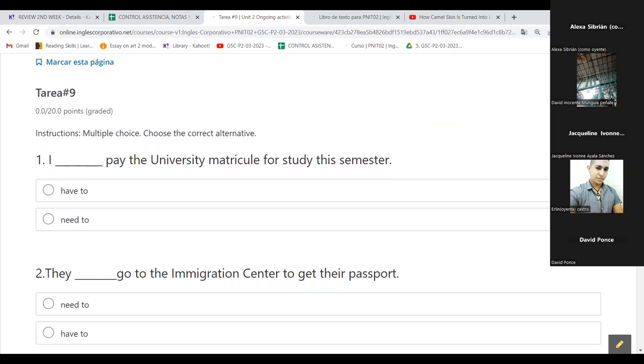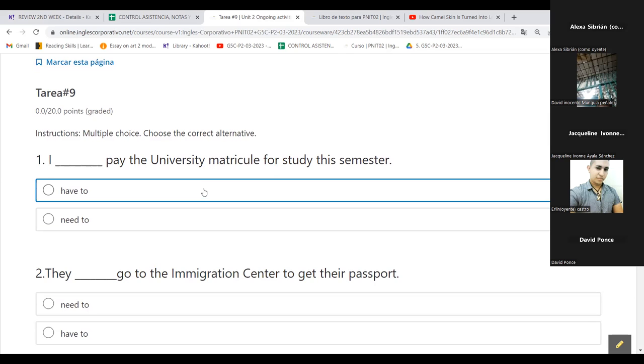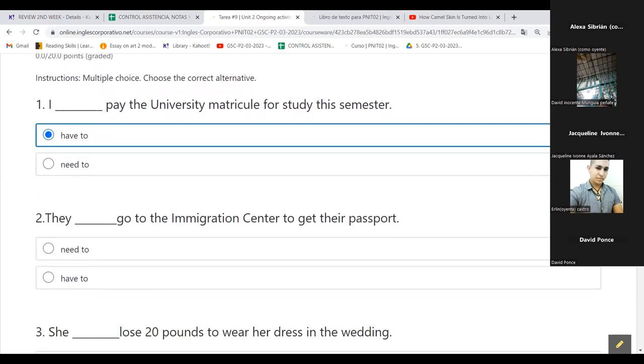Okay. So I paid the university matricule for a study this semester. Aquí está malo. Aquí tendría que ser tu study this semester. Pero es un error de la plataforma. Entonces, pagar la universidad, la matrícula. Have to. Yes, I have to. Ahí no es necesidad, es obligación.